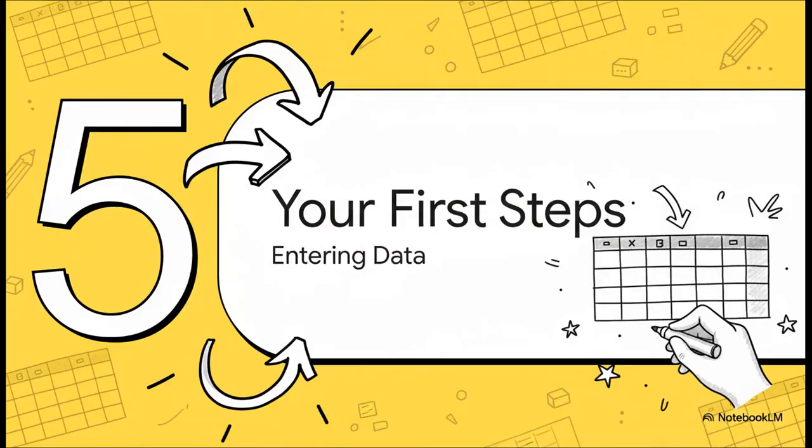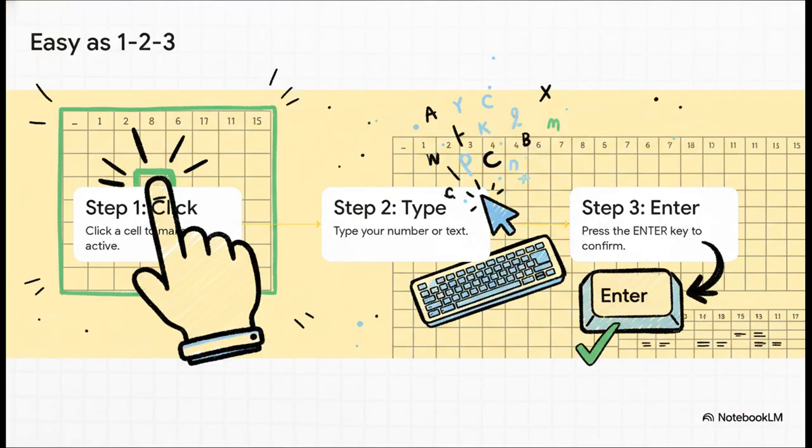All right, enough theory. Let's actually get our hands dirty. How do you put your very first piece of data into a worksheet? It is genuinely this simple. 1. Click any cell you want. A little border will pop up around it, which means it's the active cell. 2. Just start typing whatever you want. And 3. Press the Enter key. That's it. You've just entered data into Excel.